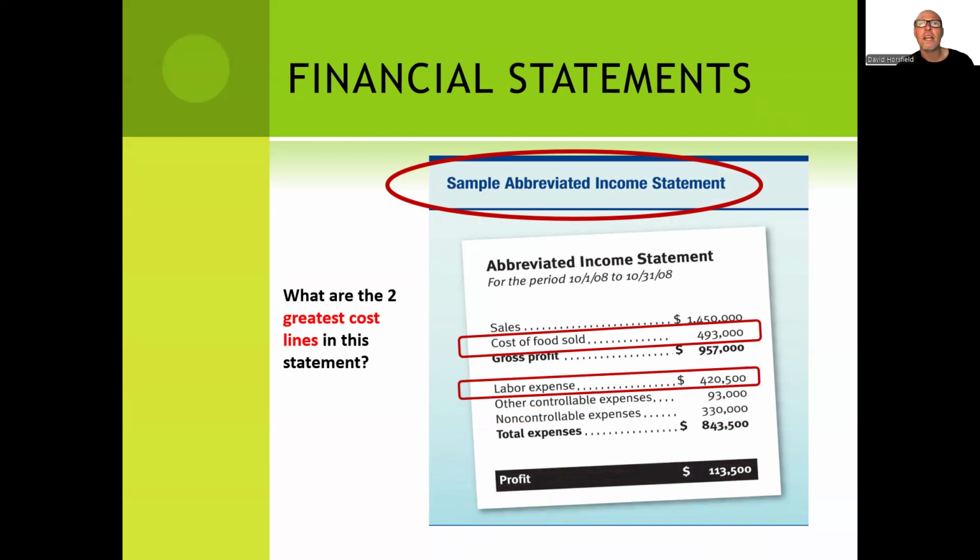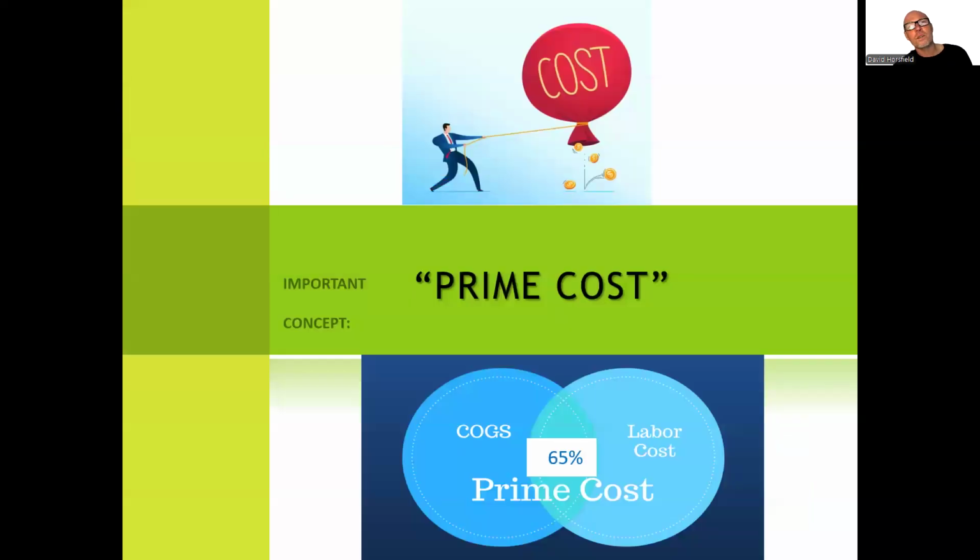So food and labor are typically, in a food service business, going to be the two biggest cost line items. And if they're the two biggest cost line items, they need some special attention. So these two biggest cost line items enter the term of prime cost. Prime cost is cost of goods sold and labor costs together, the two biggest cost line items in a food and beverage business. Cost of goods sold and labor cost.